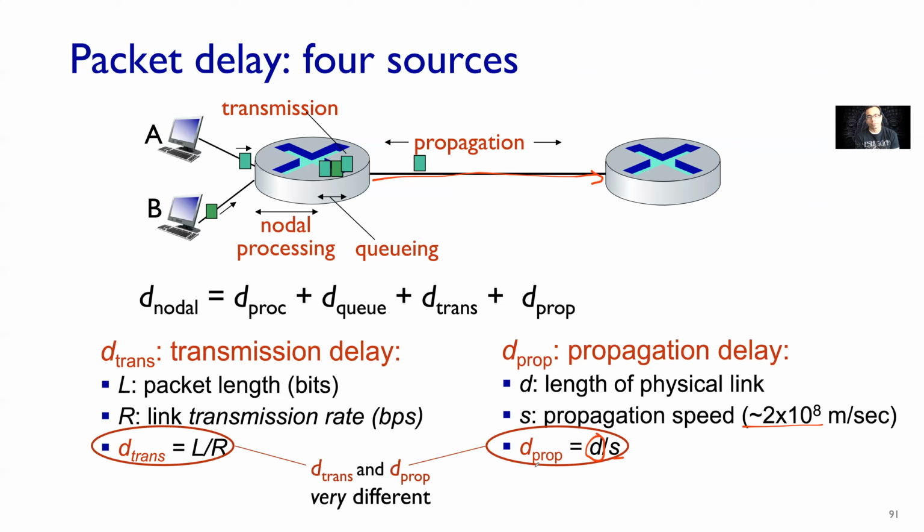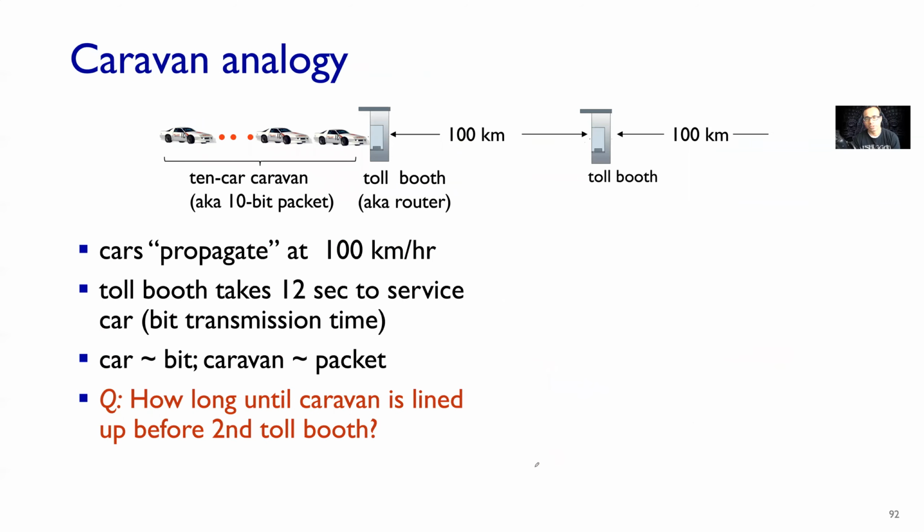And do remember, these are very different. Sometimes people do get confused about these differences. So again, remember the transmission rate is the rate at which you're pushing packets out. The propagation delay is about how, once the packet is out, it has to actually move on the link, right? A good analogy, which is also in your book, and you can read a bit more about this later, is the caravan analogy.